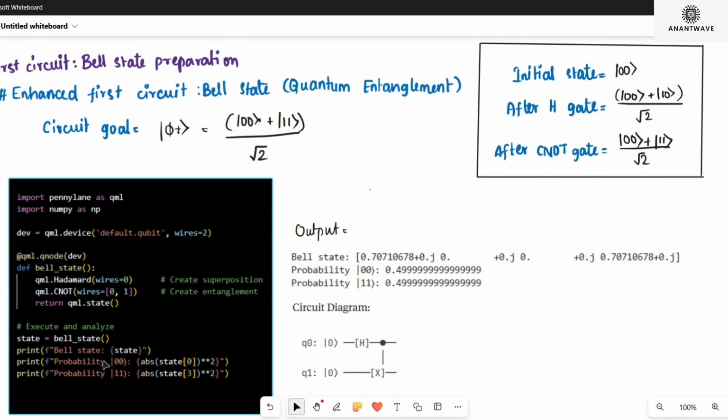and then we'll print the probabilities of basis states 00 and 11. After this is the output. The Bell state is this, and the probabilities of the basis states are 00: 0.5 and 11: 0.5. This is the circuit diagram. Here we are first applying the Hadamard gate and then the CNOT gate.